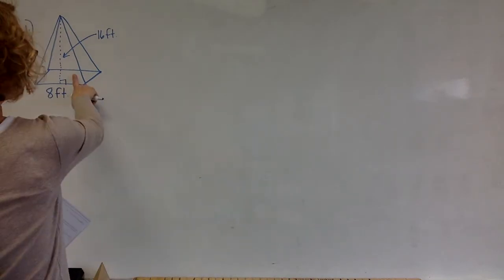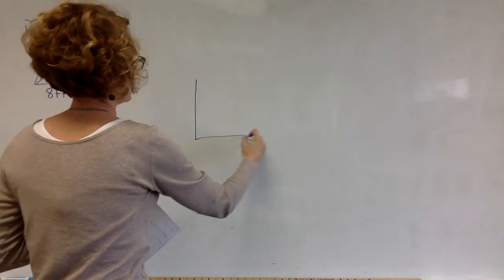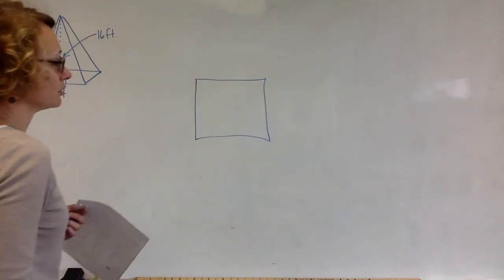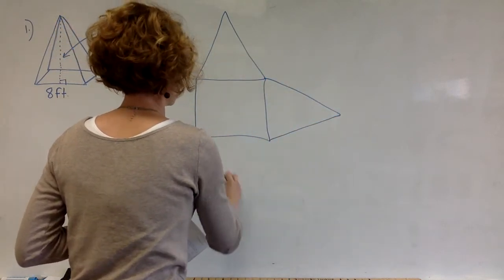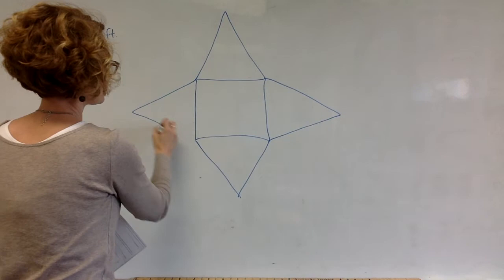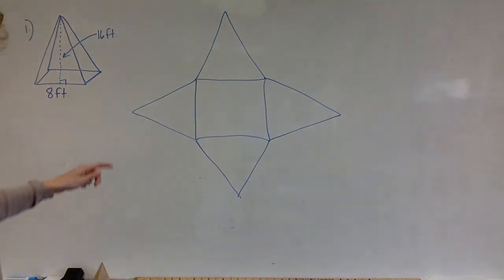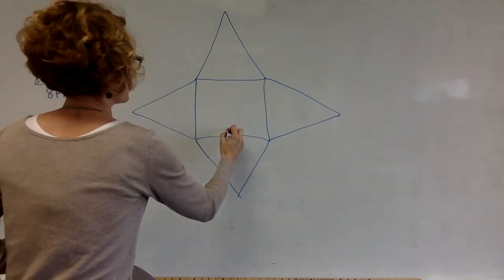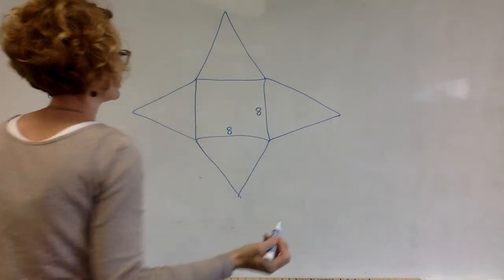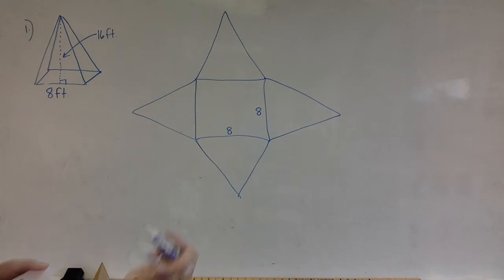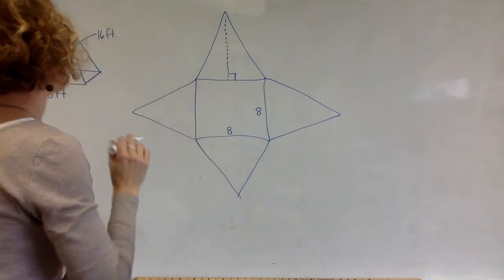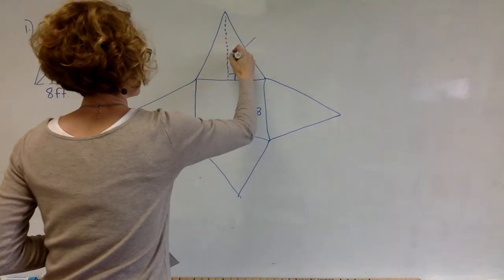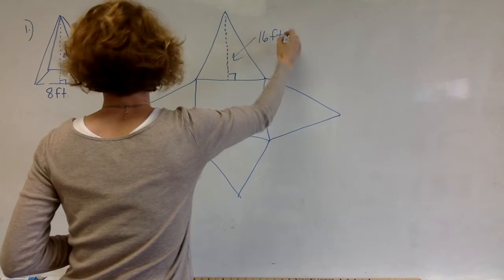So I'm going to think about drawing this in a flat setup. I have a square face on the bottom, and I have 4 of the triangles that go around that square base. And I'm going to look at my dimensions. I see that the base length of my square is 8 feet, so I'm going to label my square 8 and 8 right there. I'm also going to go ahead and draw in my height of my triangular face. And that's given to me as 16, so I'm going to label that 16 feet.